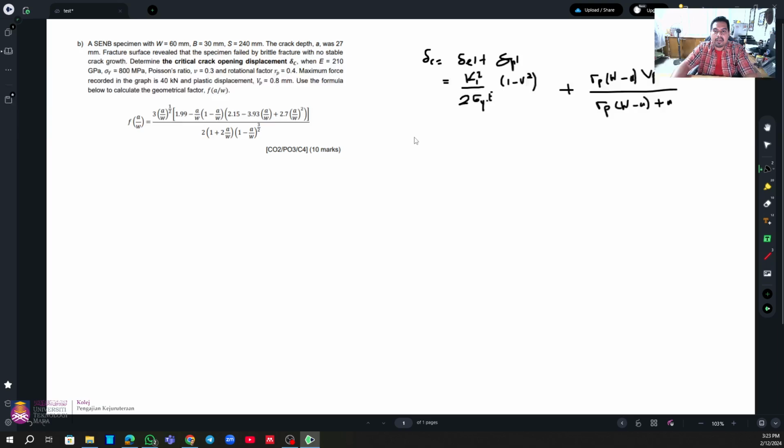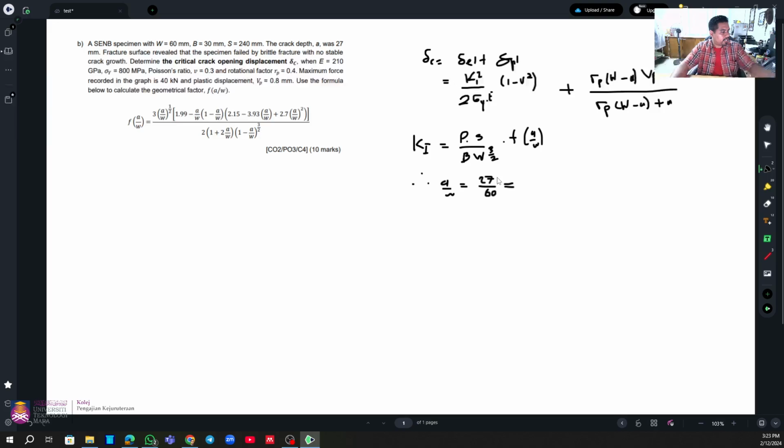So calculation for the K1: because this is SENB, we have P times S divided by B times W to the power of 3 over 2. Now you have to multiply by the function of f(a over W). So you have to solve for a over W first. We know that the crack depth is 27, so 27 divided by W, which is 60. The 27 is in millimeter, that will be 60.